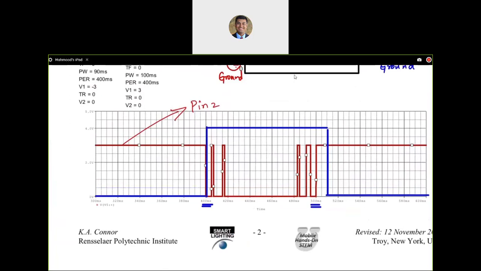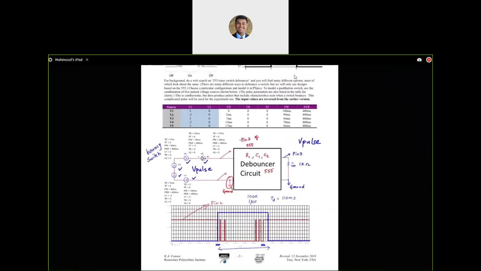Those components right now are 100K and 1 microfarad, leading to a pulse duration of about 110 milliseconds. This is of course theoretical. Your practical results might be slightly different. And as you can see here, the blue guy stays on for around that time, 110 milliseconds. Okay, so I hope that answers your question about the bouncy switch.